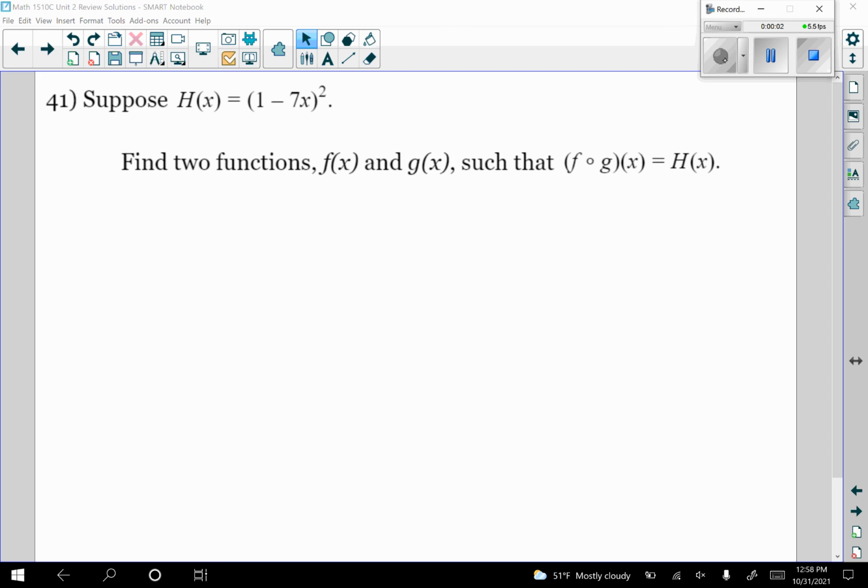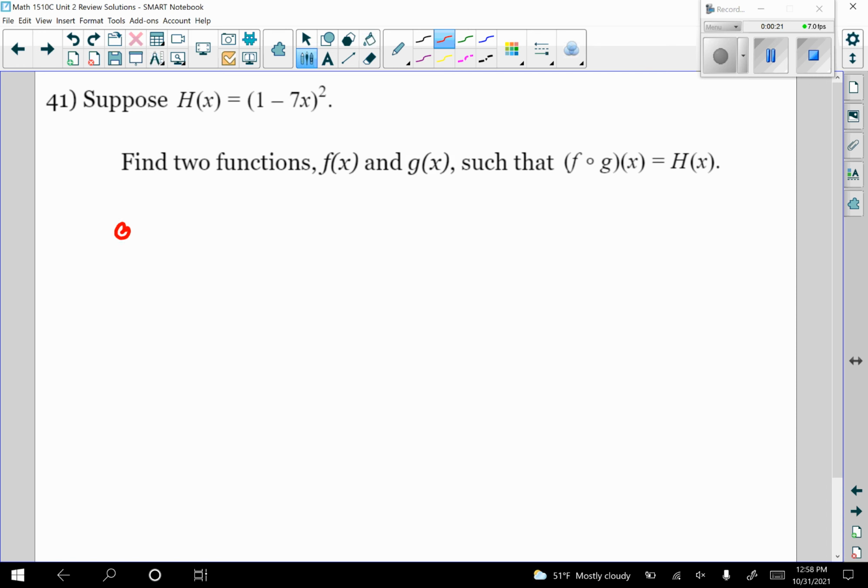And here are the rest of the answers to the Unit 2 review for problems 41 through 50. Now you should have seen a couple questions like this on ALEKS, and I do like these, and they're pretty basic. We just want to find two functions, f of x and g of x, such that the composition of the two, f of g of x, is equal to h of x.